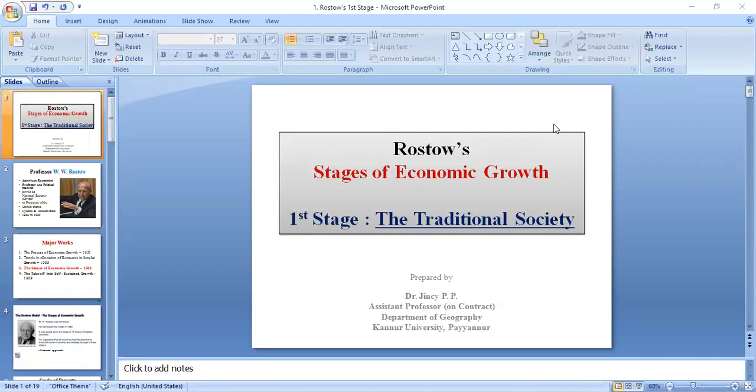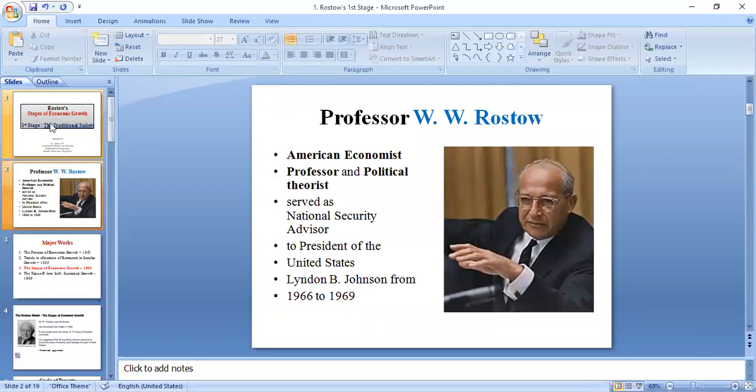of economic growth. He has explained almost 5 stages for economic growth, in which the first one is the traditional society. It has been introduced by W. Rostow. He was a professor, American economist and political theorist, who served as National Security Advisor to the President of United States, Lyndon B. Johnson, from 1966 to 1969. So this theory was introduced by Professor W. Rostow.